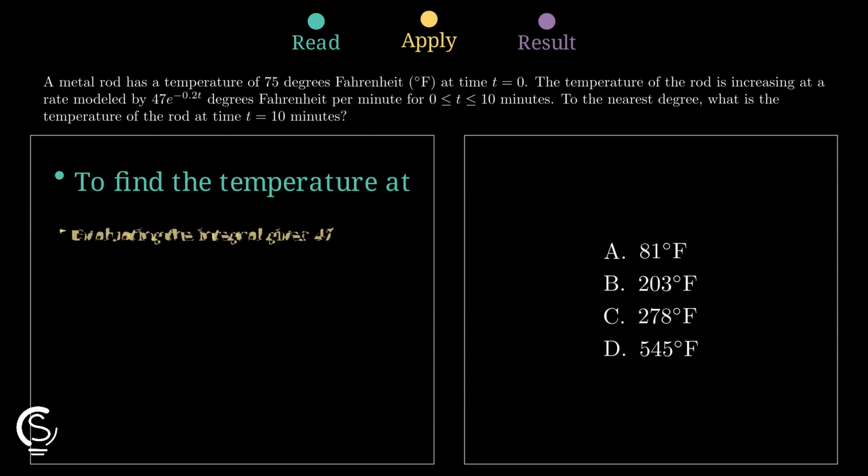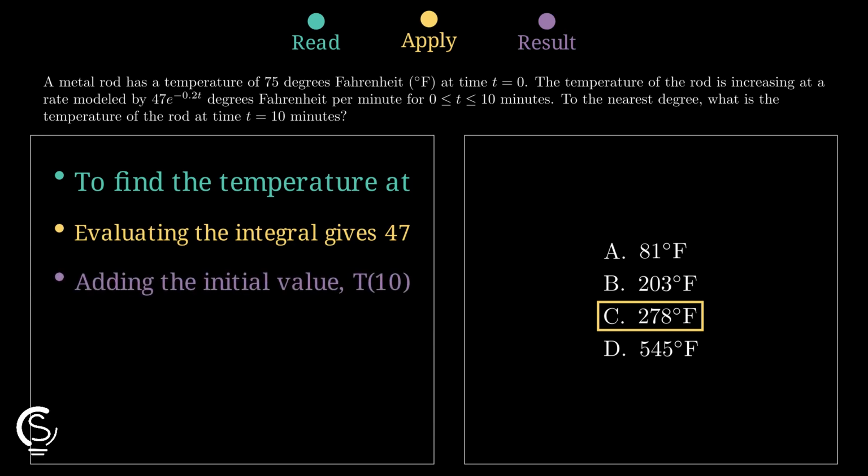Finally, add the starting temperature. So T of 10 equals 75 plus 203.2, about 278 degrees.